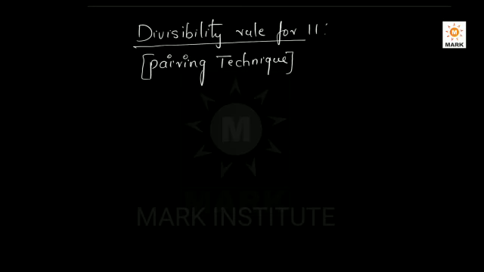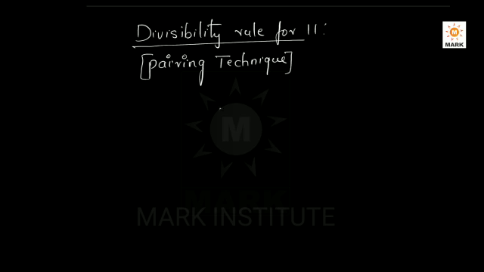Dear friends, in this video we are going to discuss one more method for the divisibility rule of 11. Friends, this is a very good technique. It is a latest technique. This technique is popularly known as the pairing technique. I will tell you. Suppose there is a number called 3872.